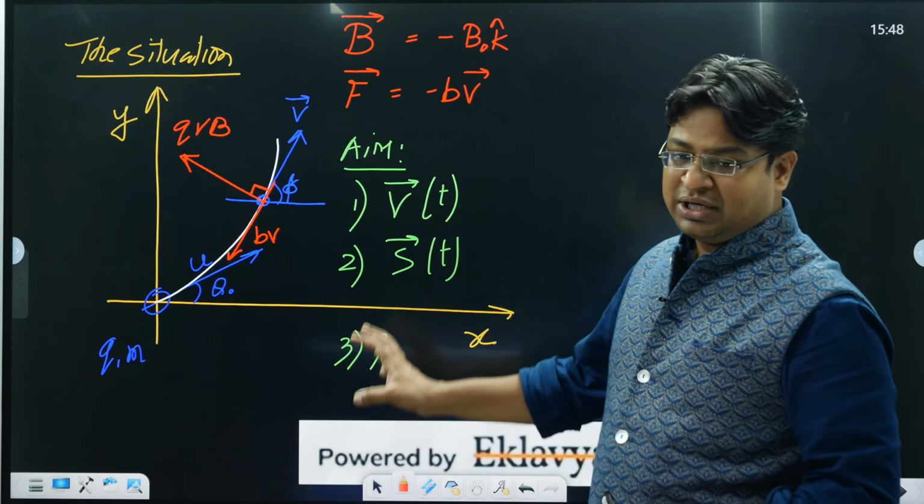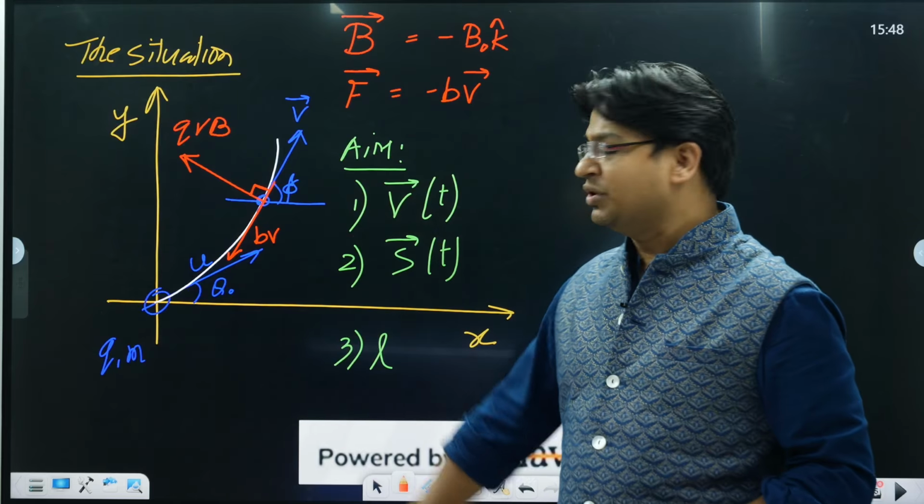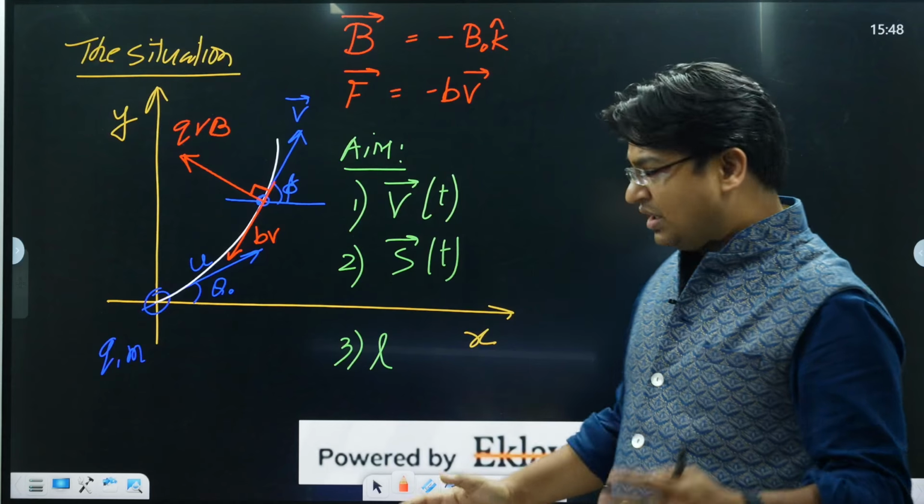This figure is quite small. Let me copy this figure on the next slide in a larger dimension.